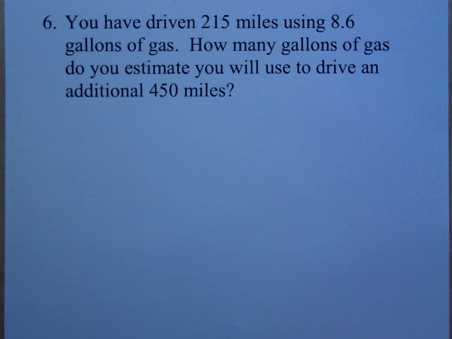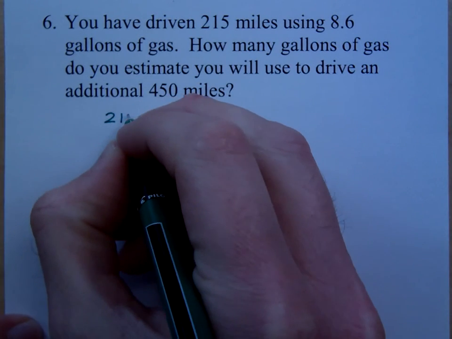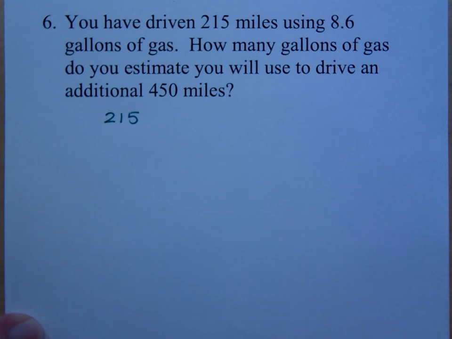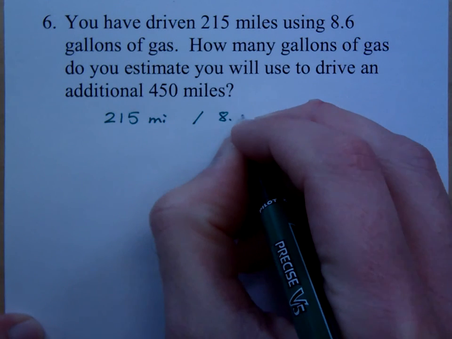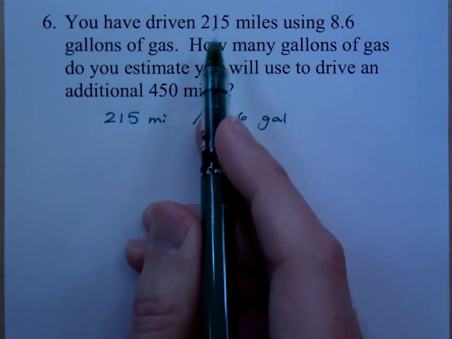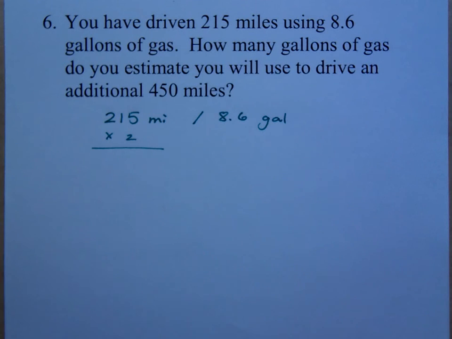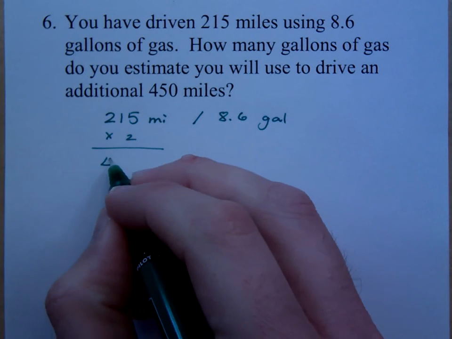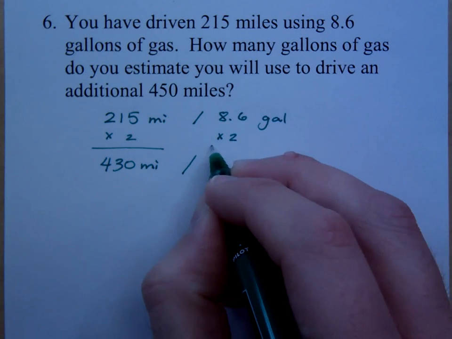Now, just kind of imagine what's going on here. Sometimes it's good to play around with the numbers to get an idea about whether your answer sounds appropriate. 215 miles for 8.6 gallons, right? If I were to double this, and the reason I'm thinking doubling is because if I double 215, I'll get close to 450, right? If I multiply this times 2, what do you have? That means 430 miles for, multiply this times 2, you get what?